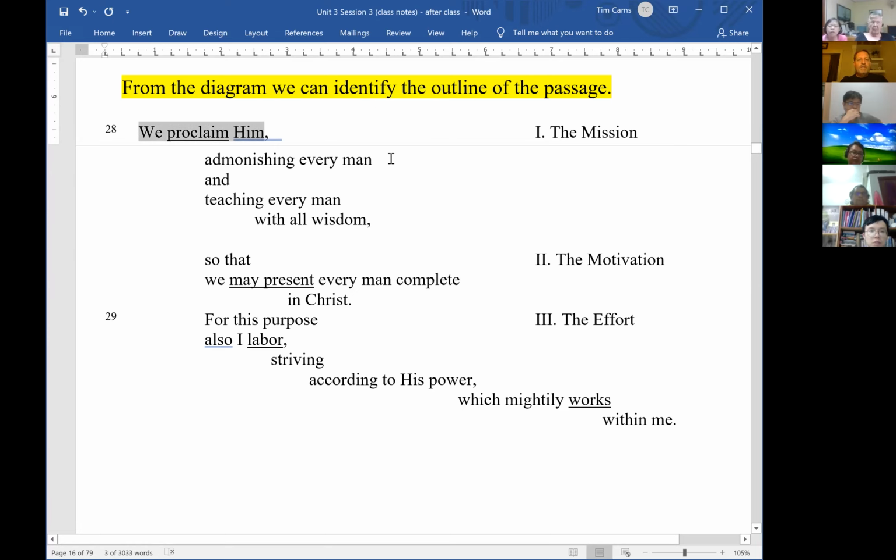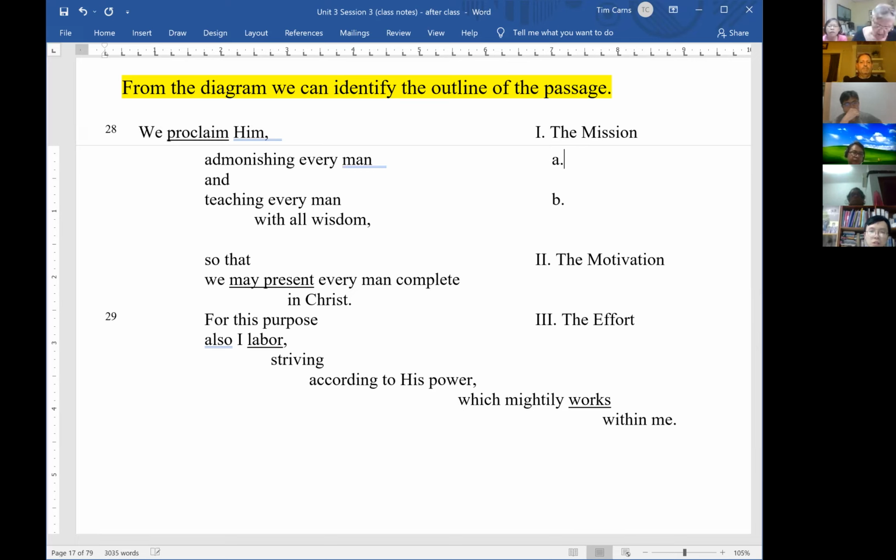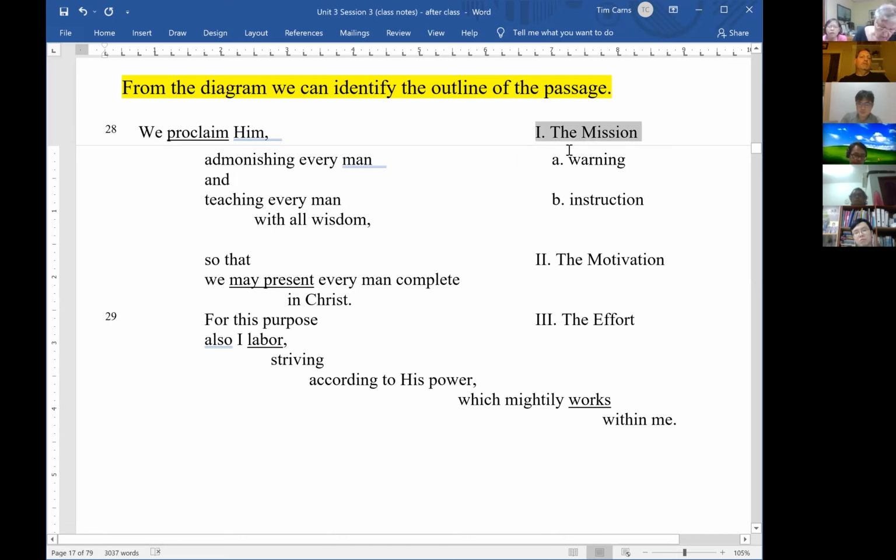Now, the two ways that we do that, so we'd have an A and a B here, is how we proclaim him. The mission, we proclaim him by warning and by instruction, or something like that. All right. But the main idea is the mission is we proclaim him. And then there's two subpoints.